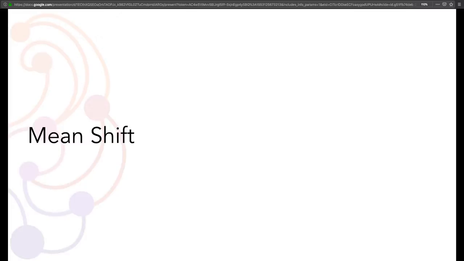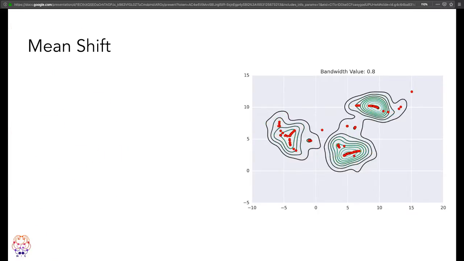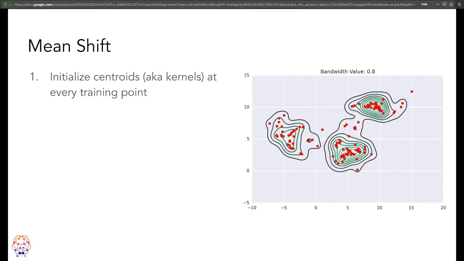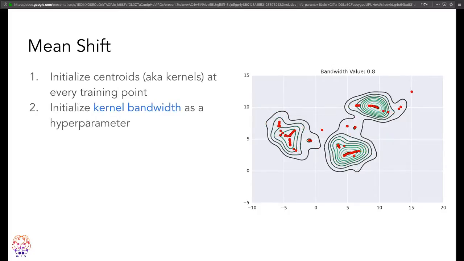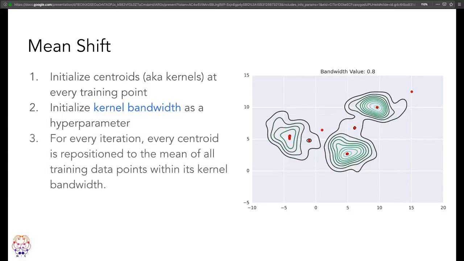So mean shift is a clustering algorithm kind of similar to k-means, but not exactly. As you can see, this is a topology graph of various points in 2D space. How mean shift works is it starts by initializing centroids at every single training data point. So when this graph is initialized, you'll see that all these red dots, or the centroids, are dispersed throughout the graph because they're at the actual training points. We're going to initialize a kernel bandwidth. You can think of this as the radius around the actual point. I'll get more into that later.